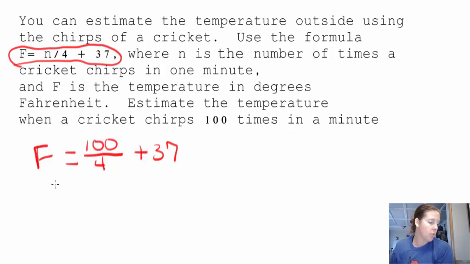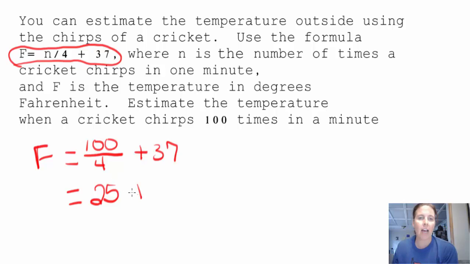So 100 divided by 4, well, how many quarters goes into a, I'm sorry, yeah, 4 quarters, anyway. 100 divided by 4 is 25. I was saying that backwards. There's 4 quarters in a dollar is what I was trying to say.